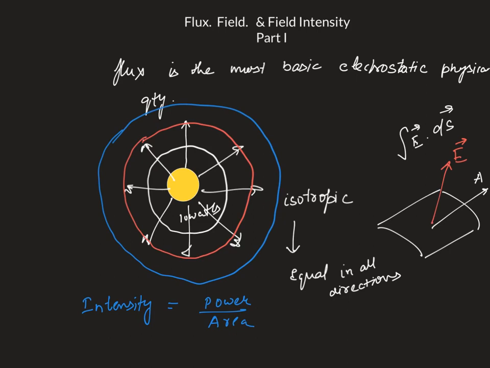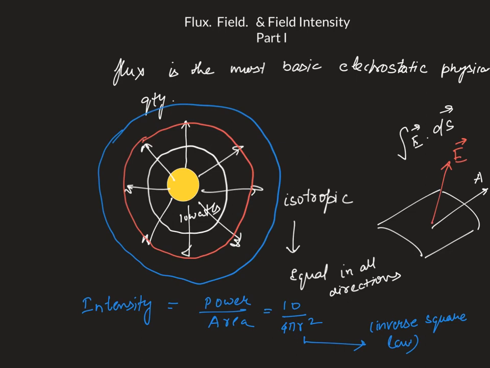So the power of the bulb is obviously 10 watts, and since the bulb is isotropic, it is emitting equally in all directions. The area that we are going to consider is the spherical area, because all directions are the same, so the area is going to be 4 pi r squared. Now this r squared is what we call the inverse square law.